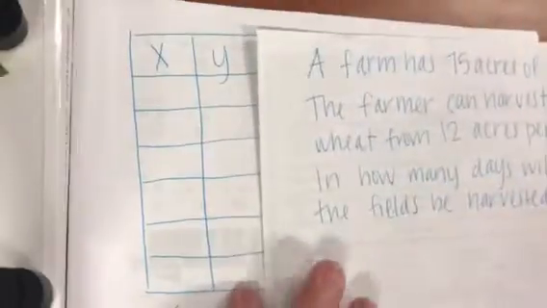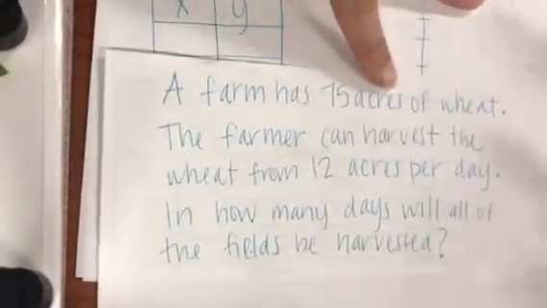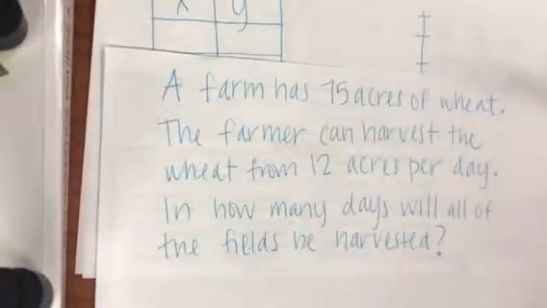I feel like I need the problem for a second, just to get started with it. Okay, so the farmer has 75 acres of wheat. He can harvest the wheat 12 acres per day, and how many days until all?